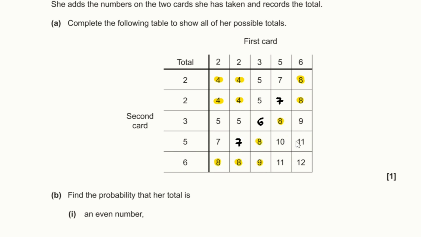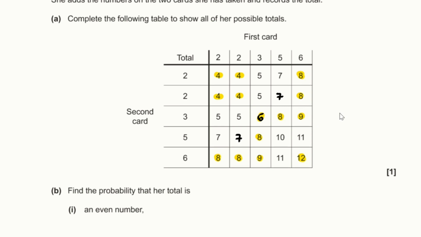9 is a multiple of 3. 6 is a multiple of 3. 12 is a multiple of 3. We have 14 numbers selected out of a total of 25. So we have 14 divided by 25 as our probability.